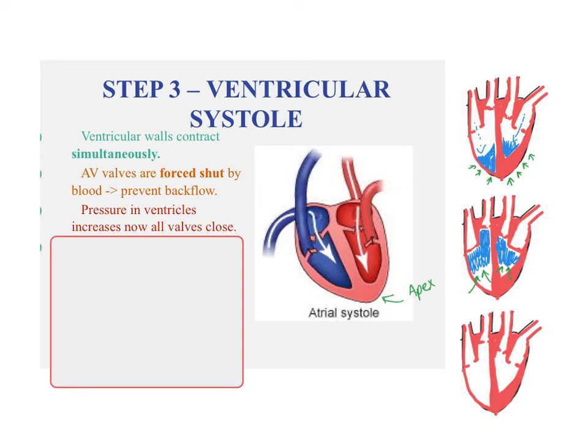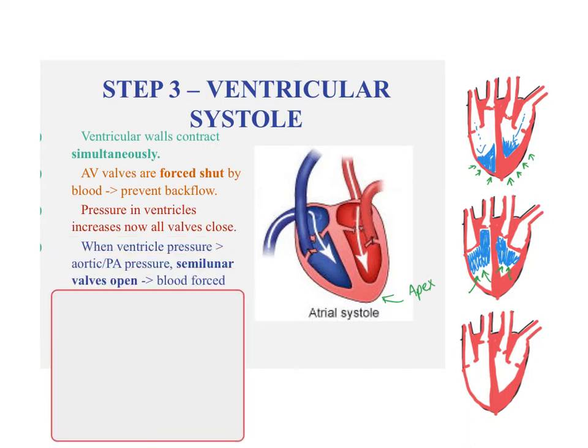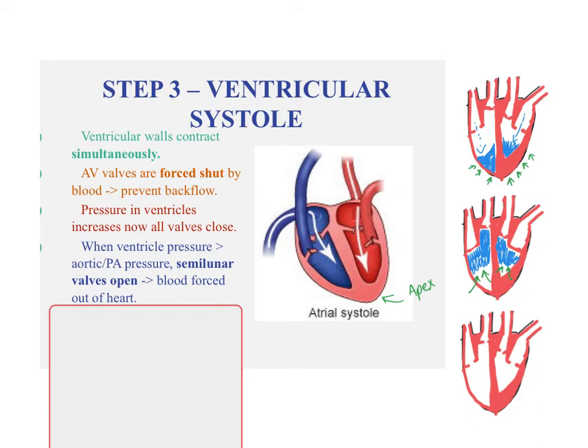And eventually what happens is that the pressure in the ventricles exceeds the pressure found in either the pulmonary arteries or the aorta. So that blood now is going to be able to be released. So it's forced all the way up and it can move out of the vessels and go to either systemic circulation or pulmonary circulation, depending on where it's going.